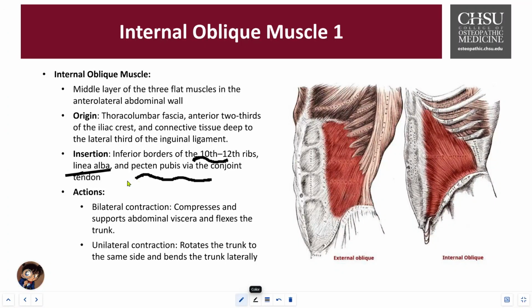And functionally, the internal oblique plays a crucial role in trunk stability, so it allows for the actions of bilateral contraction, because it compresses and supports the abdominal viscera, while also assisting in trunk flexion. The unilateral contraction allows for same side rotation and lateral bending. So this works in coordination with the external oblique on the opposite side to facilitate any kind of twisting-based motion. On the right, you can see a visual of the external oblique and then the internal oblique.